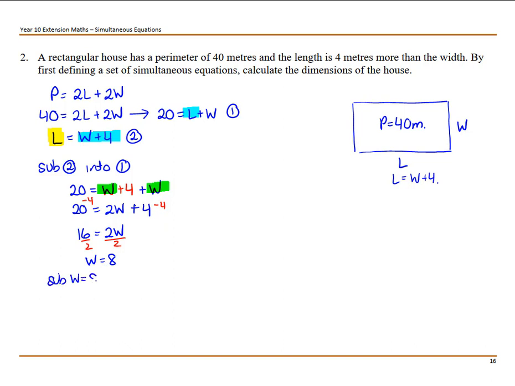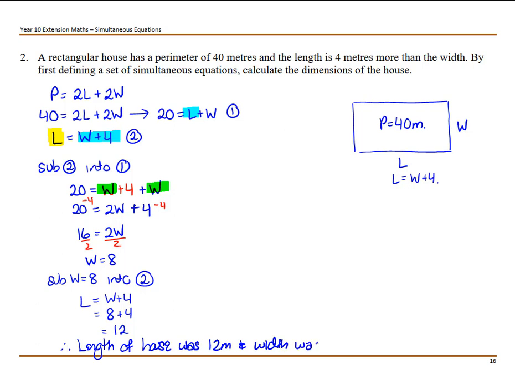Sub W equals 8 into equation 2. L equals W plus 4, which is 8 plus 4, which is 12. So therefore, length of house was 12 meters and width was 8 meters. 8 plus 12 is 20. 2 lots of 20 is 40. So the perimeter is right. My length had to be my width plus 4. 8 plus 4 is 12. So I know I'm correct.